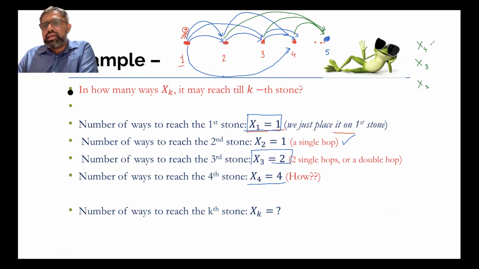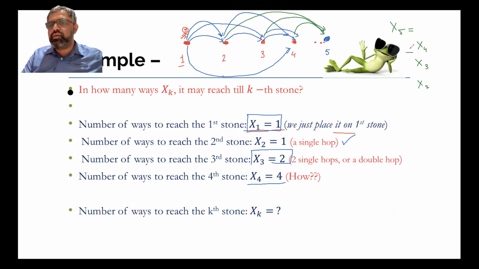So it is just like x4 times 1, x3 times 1, x2 times 1. Like this, an additional jump is not adding anything, we are just multiplying it with 1. Or you don't have to multiply with 1, to avoid any confusion. So the total number of ways to reach stone 5, x5, is x4, in how many ways we reach stone 4, plus x3, plus x2. So we have got x5.